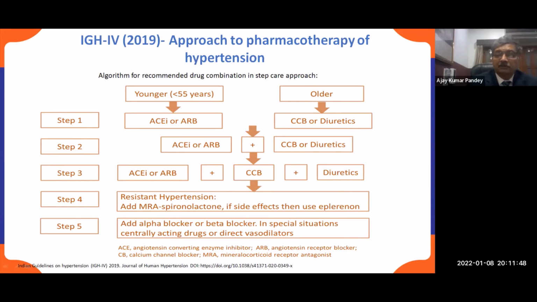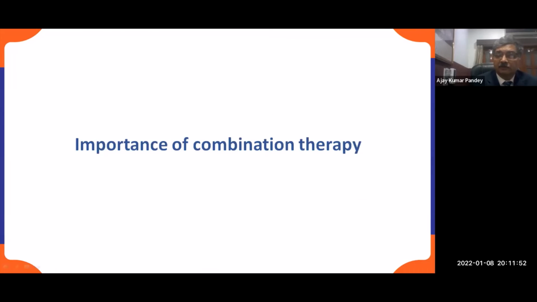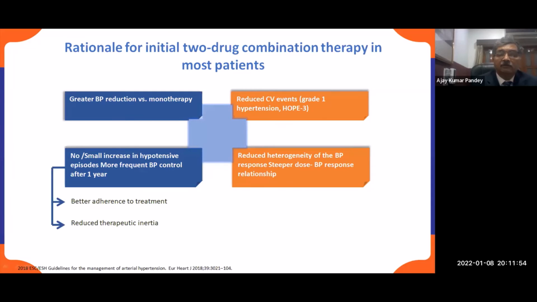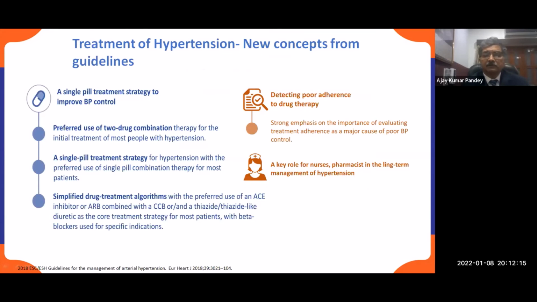So these are the Indian Guideline Society hypertension. The combination therapies are important because stage 2 and stage 3 hypertension need combination therapy, and usually the rationale is that adding another drug will help in better control of hypertension, and there's always a heterogeneity in the responses.